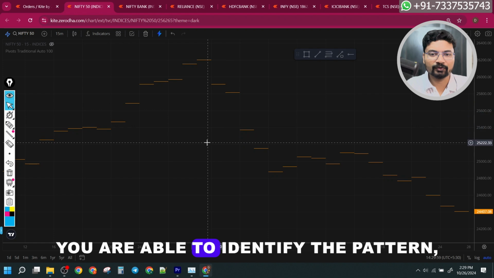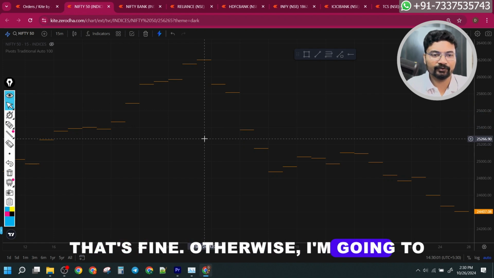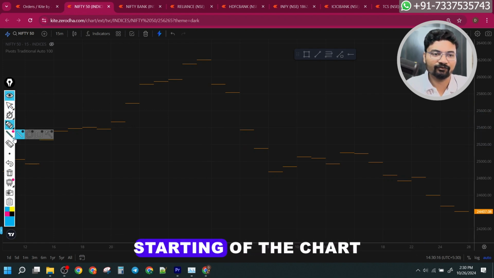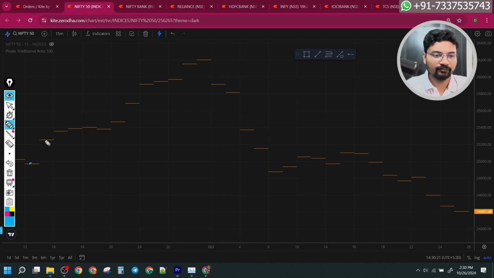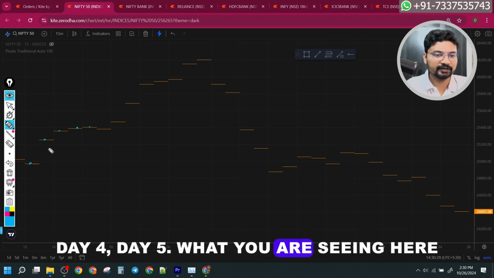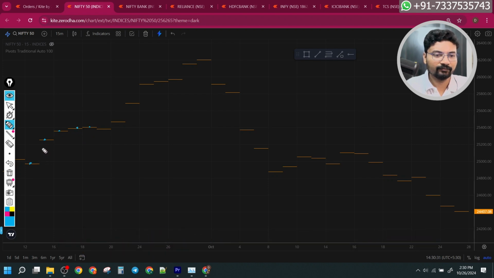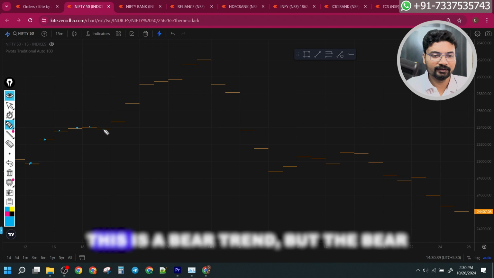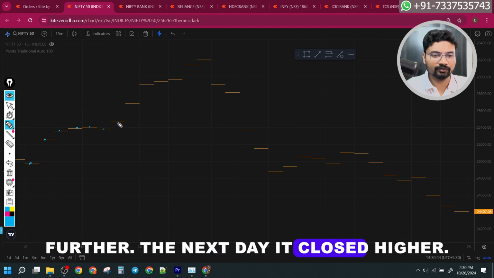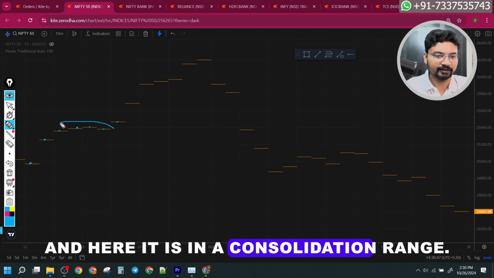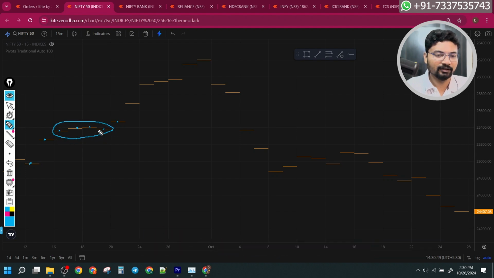Okay, if you are able to identify the pattern, that's fine. Otherwise I'm going to explain. Let's start from the starting of the chart. This is day 1 and day 2, day 3, day 4, day 5. What you are seeing here is a clear uptrend. If it's an uptrend, these pivots are going to move higher, and one day it closed lower. This is a bear trend, but the bear trend did not continue further. The next day it closed higher, and here it is in a consolidation range. Still it is showing as a bullish trend.